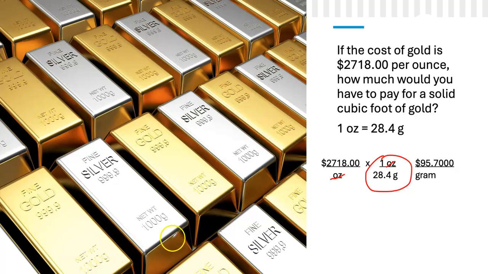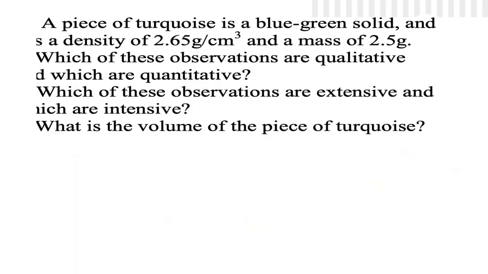$95 a gram. Now notice, because there were 6 significant figures, because when they're buying and selling precious metals like gold, they do go out pretty much to the 10th and 100th even of a cent as they're doing that. So hopefully you did really well on that one as well. All right, so here's a question about a piece of turquoise. So again, another great time to pause the video and let's see how you did.